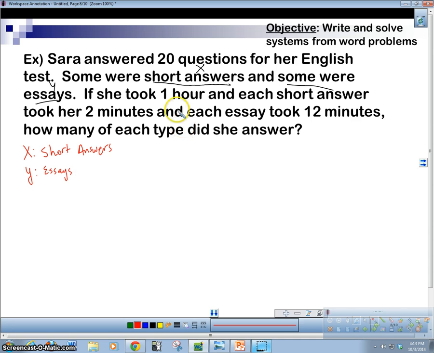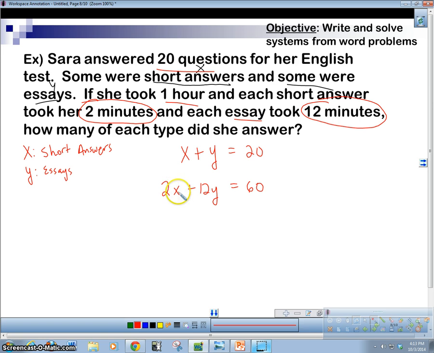All right, so what do we know? We know that there are 20 questions. So if I added up these short answers plus the essays, I'd have 20. All right, she took 1 hour, and each short answer took her 2 minutes and each essay took her 12 minutes. So if I multiply 2 minutes times her short answers and 12 minutes times her essays, then I should get my 1 hour. Well, these are in minutes, guys, so this should be 60 minutes, right?